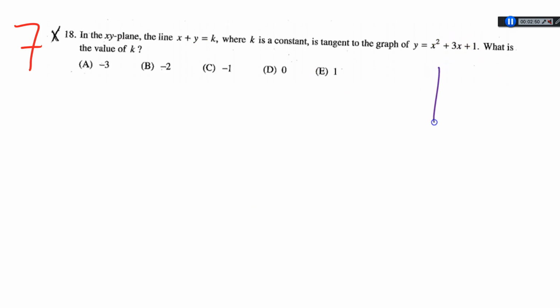So x squared plus 3x plus 1. This is a graph that would be a parabola. I have no idea what the parabola would look like, so let's say it looks something like this. This guy, x plus y equals k, this is some kind of a line. Well, we can get a little bit of a heads up on this. y equals -x plus k. What does that tell us? That tells us that the slope of this line is -1. So it's going to be somewhere over here probably. Okay? So the slope of that line is -1.